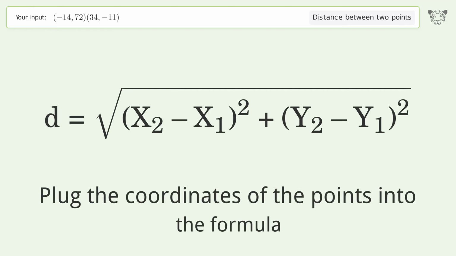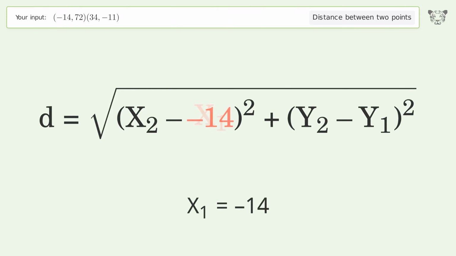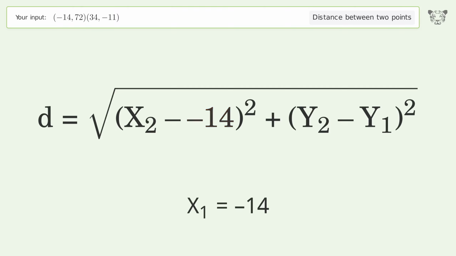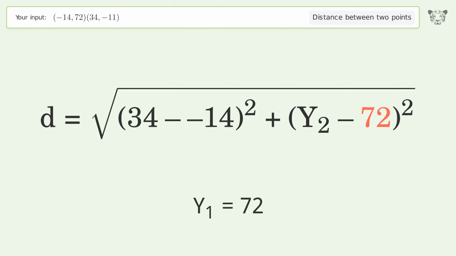Plug the coordinates of the points into the formula. x1 equals -14. x2 equals 34. y1 equals 72. y2 equals -11.